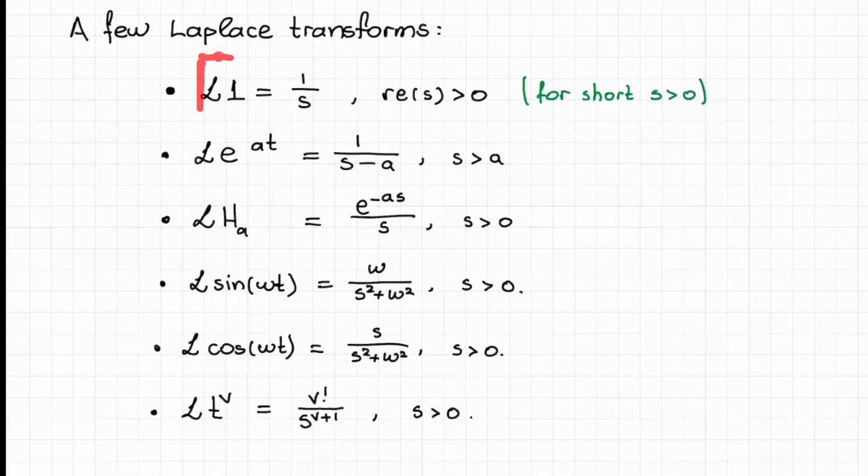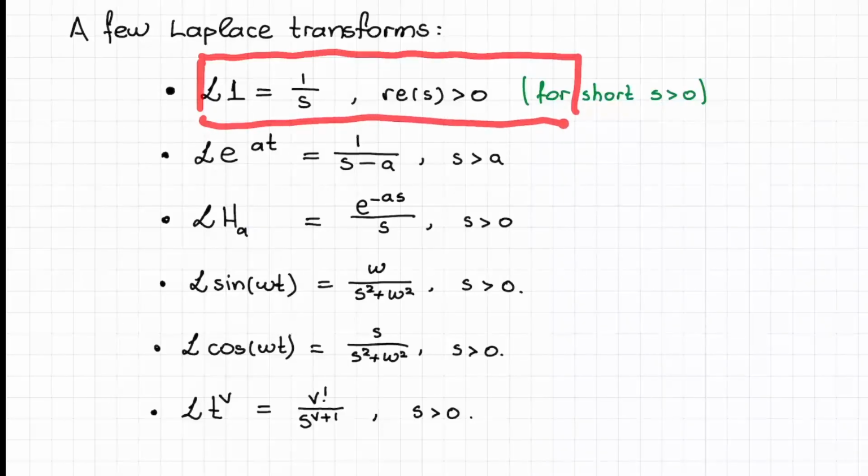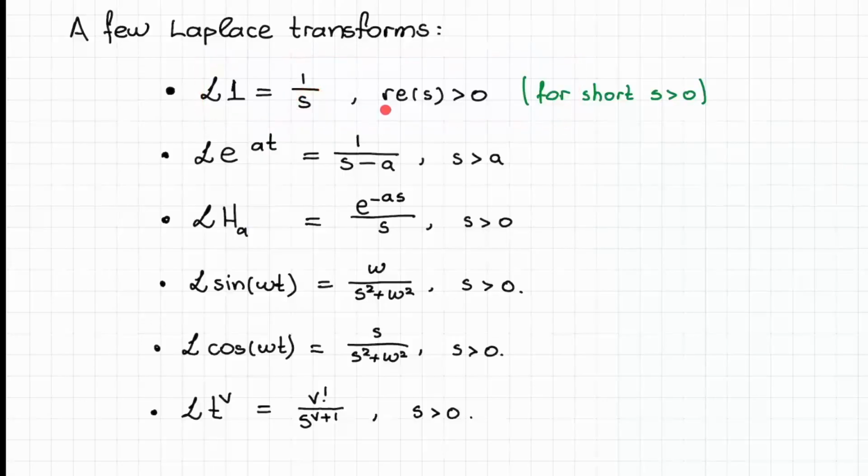We already showed that the Laplace transform of 1 is 1 over s. It's a function of s, and it is defined for all complex numbers s with the real part being positive. The exponential turns out to be 1 over s minus a. You have e to the at, it becomes 1 over s minus a.